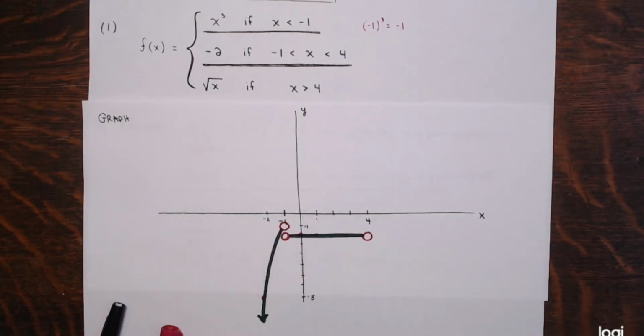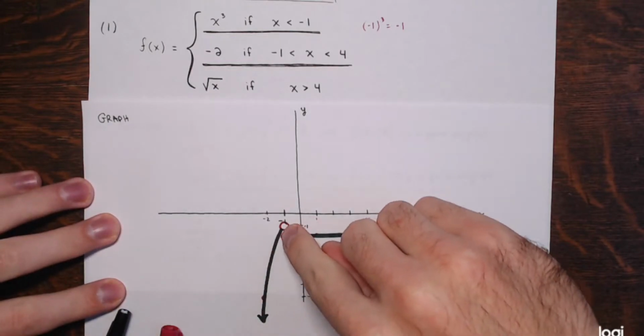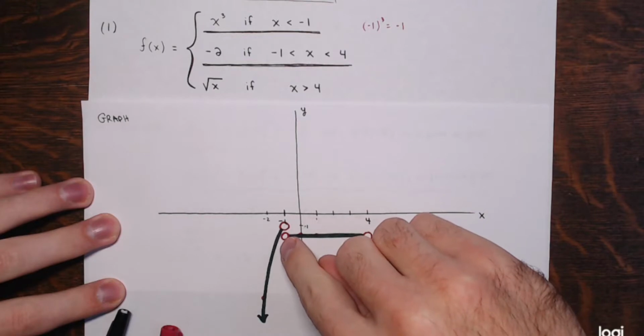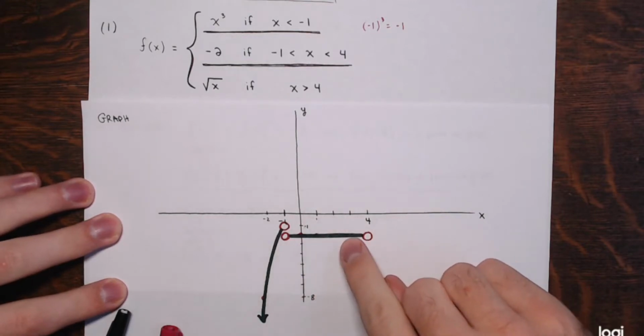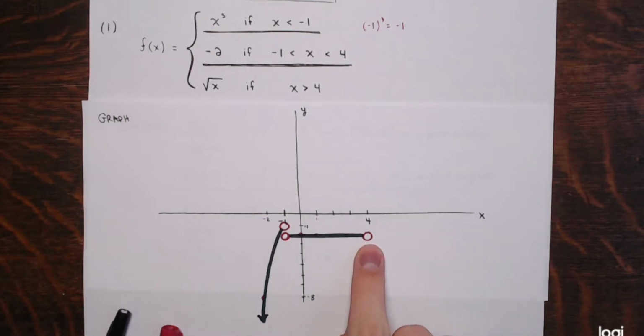All right, so there's a bit of a jump. The graph from left to right goes up, up, up, up. You get to that hole, you jump down, you're at this other hole, and then you're on the graph again right in here. And then you reach the end of that piece at that hole, 4, -2.